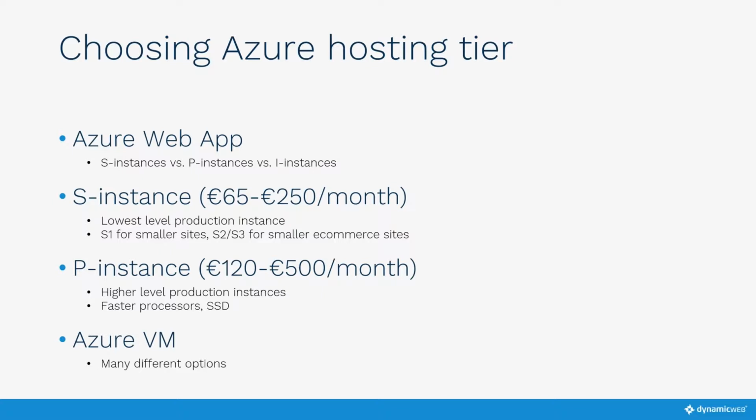So you basically have your own dedicated virtual machine underneath it, but you operate it like an Azure web app instance. And of course, you get much more performance out of an I instance than you do of the other two. The last option is the VMs, which I'm not going to go into details.